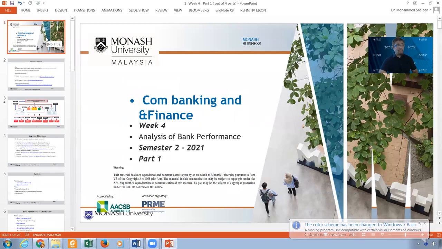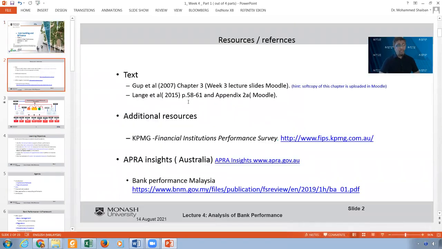So this is, as I said, part 1, and these are the resources. You can read in our book from page 58 to 61. Of course, with the slides and this recording, I try to provide as much information as I can. But if we want to look at the process we are talking about, I brought you a soft copy from this book, Goop et al. 2007, and I will upload it for you. I will also upload what we call the ROE framework, so you can read about it after you finish the recording and the slides.